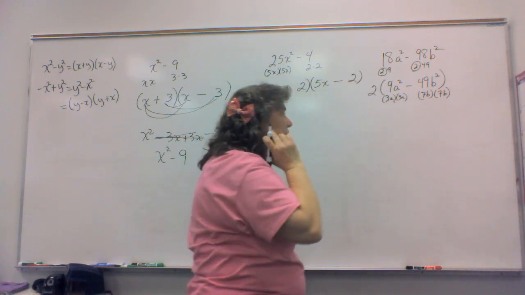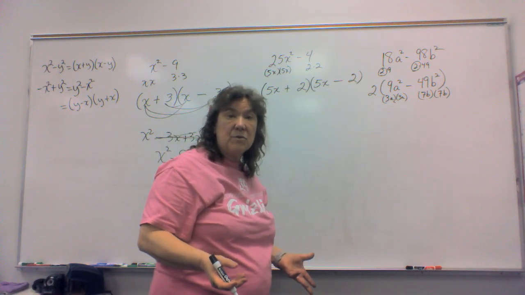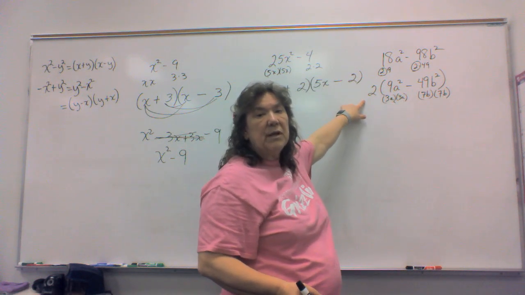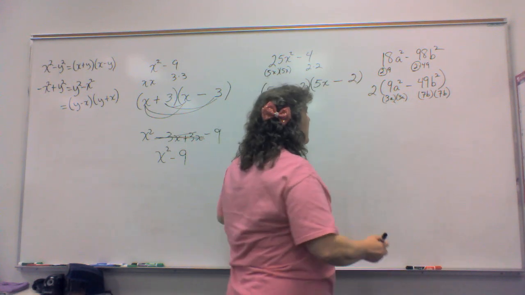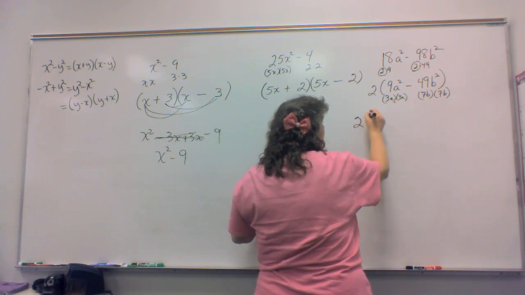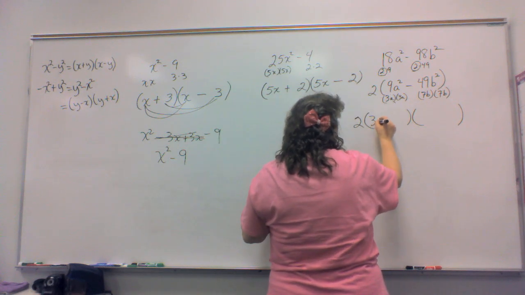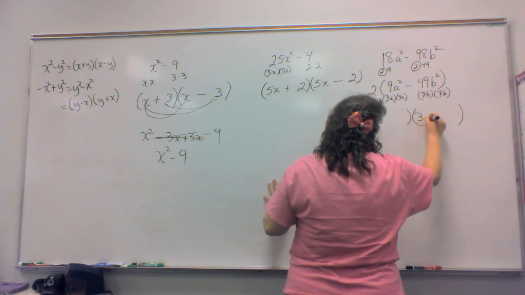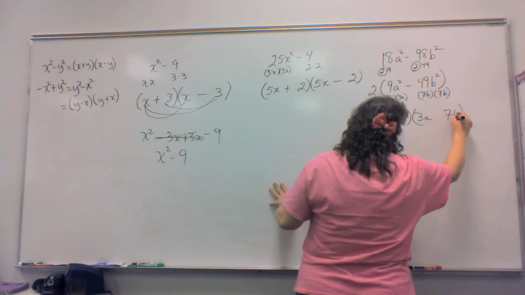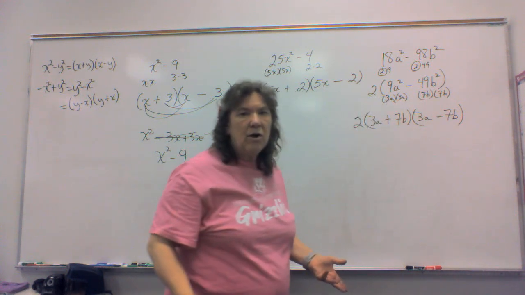7 times 7 is 49, b times b is b squared, 3 times 3 is 9, a times a is a squared. So we have the perfect squares, but to get to them we had to pull out our greatest common factor. So now let's keep factoring. Bring your 2 down, you can't drop it off, and we'll have 2 binomials now. 3a goes in the first slot of each binomial, 7b in the second slot of each binomial, a plus and a minus, and it is all factored.